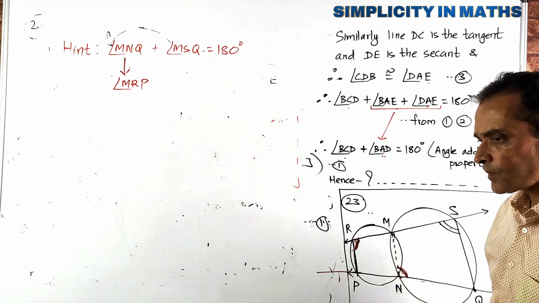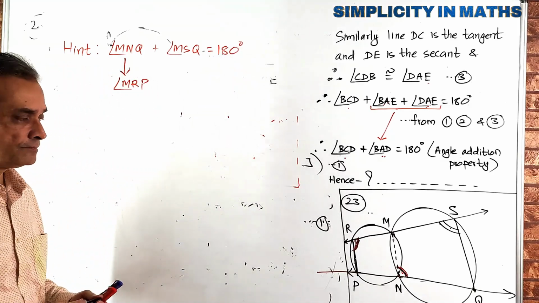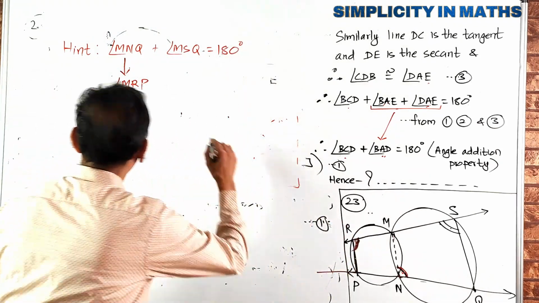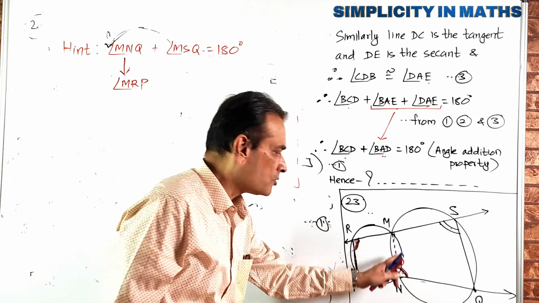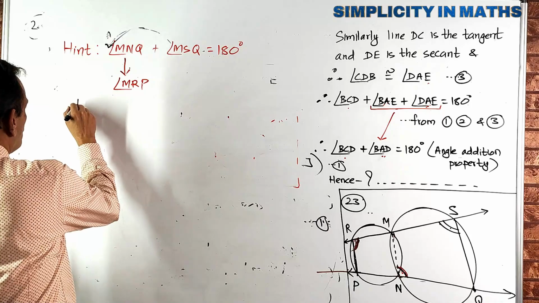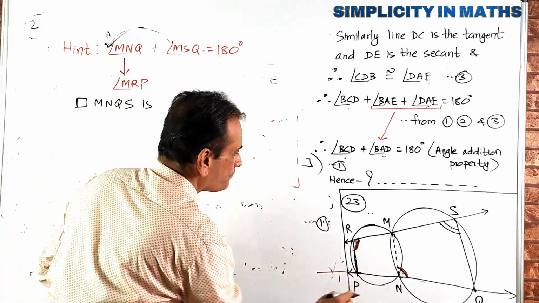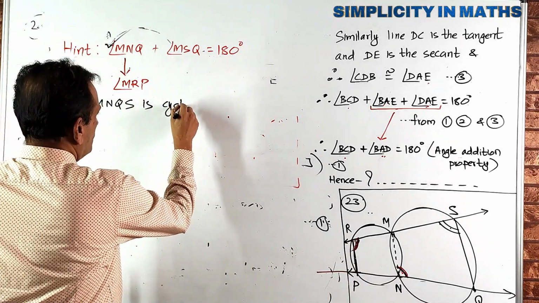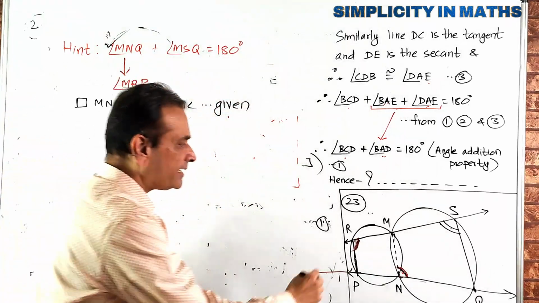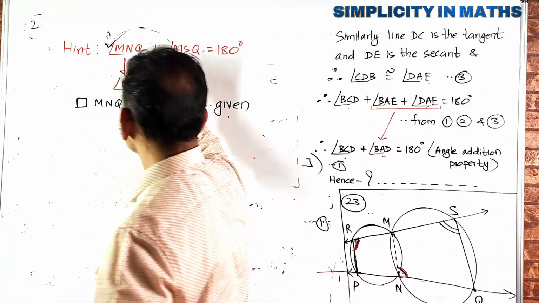कैसा देखो अभी प्रूफ में you have to write with reason. So let us start. First, we will go according to this first step. In quadrilateral MNQS, or we will say, is cyclic. Given. ये quadrilateral cyclic दिया है, given. Next I will say this plus this equal to 180.